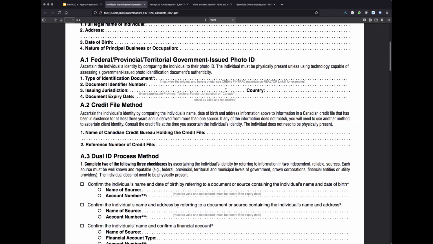Issuing jurisdiction and country. If the issuing jurisdiction is, let's say, Canada, because it's a federal passport that you're viewing, you have to put Canada twice. Canada would go under issuing jurisdiction and country. All sections have to be completed. Document expiry date. The document must be valid and not expired. It's very important to note that, and the expiry date must be noted.